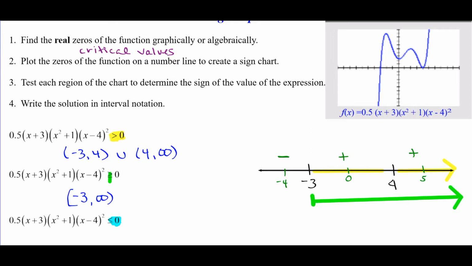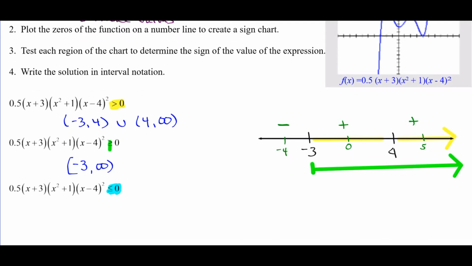And then this one says less than or equal to 0, so I'm going to include the -3 and then everything to the left of that. And I also need to include the 4.